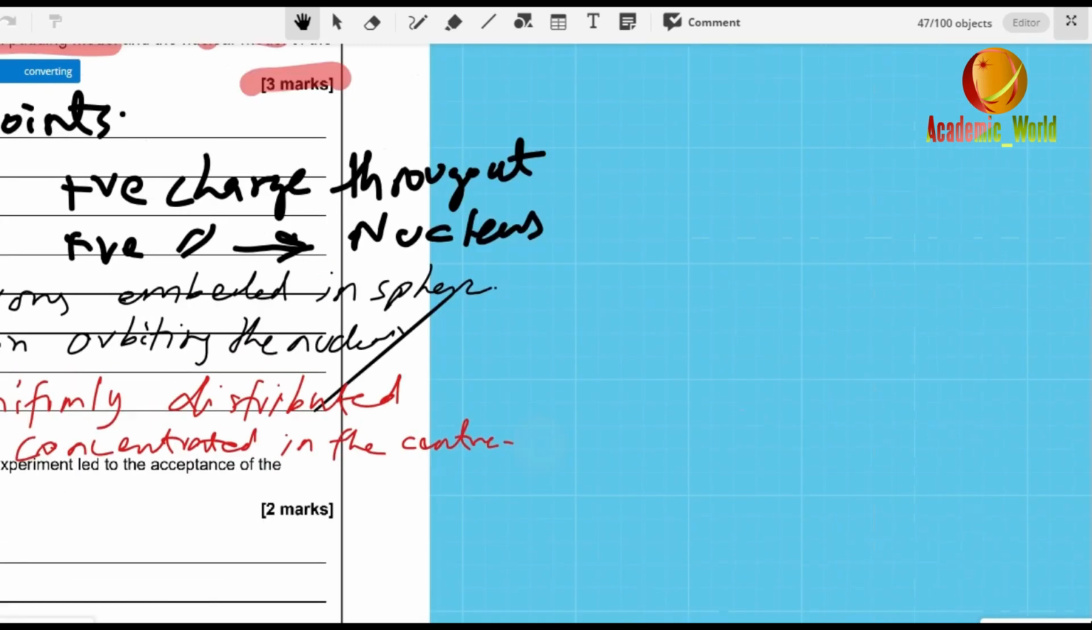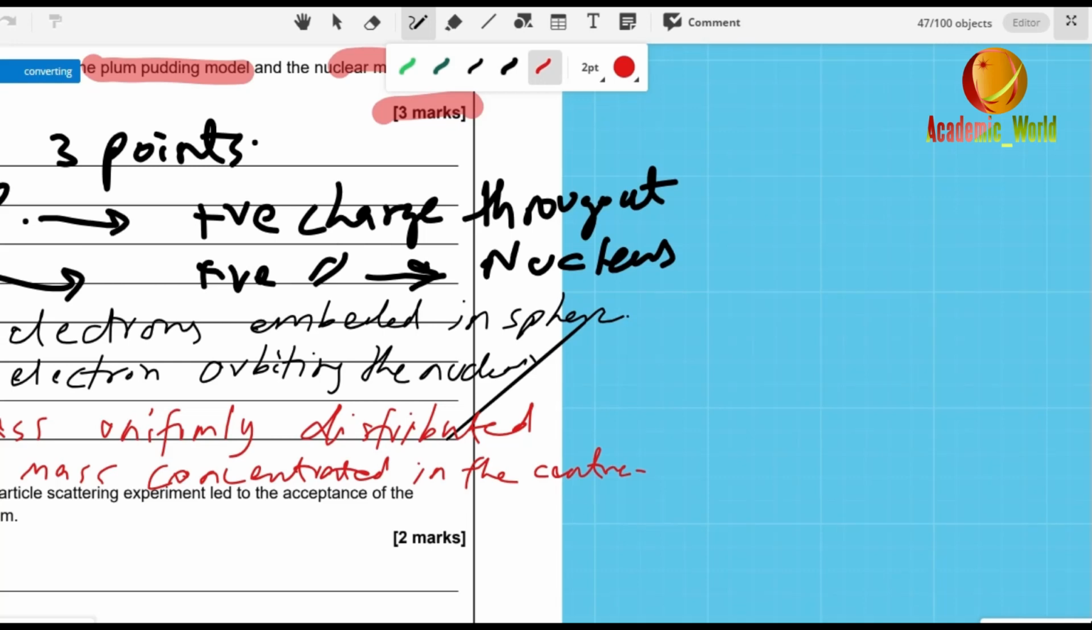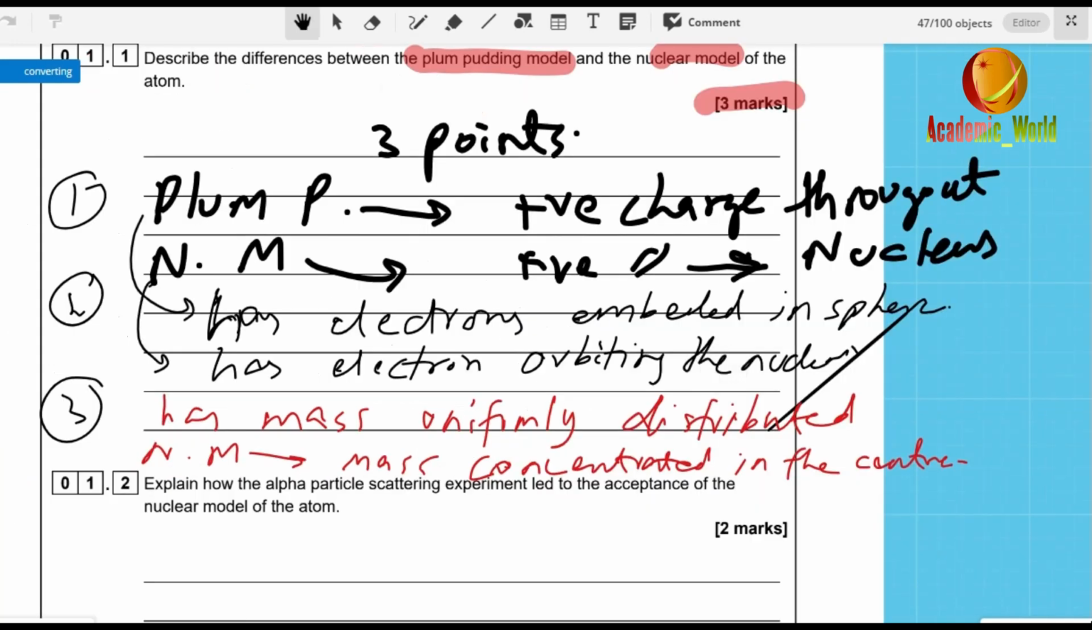You can say that in the plum pudding model the positive charge is throughout, while in the nuclear model the positive charge is present in the nucleus. In the next point you have to write that the plum pudding model has the electrons embedded in the sphere, while the nuclear model has the electrons orbiting the nucleus. And in the same way, in the third point, the first model has a mass uniformly distributed, while the nuclear model has a mass concentrated in the center.